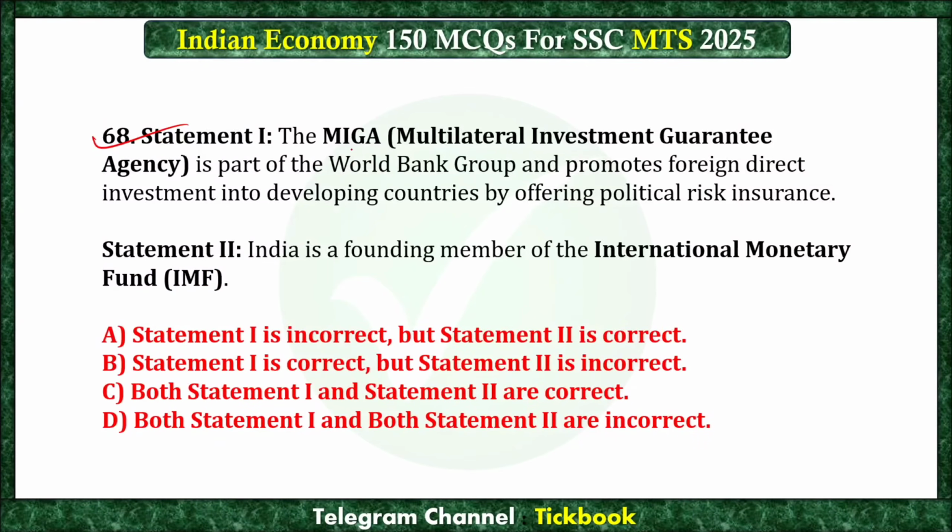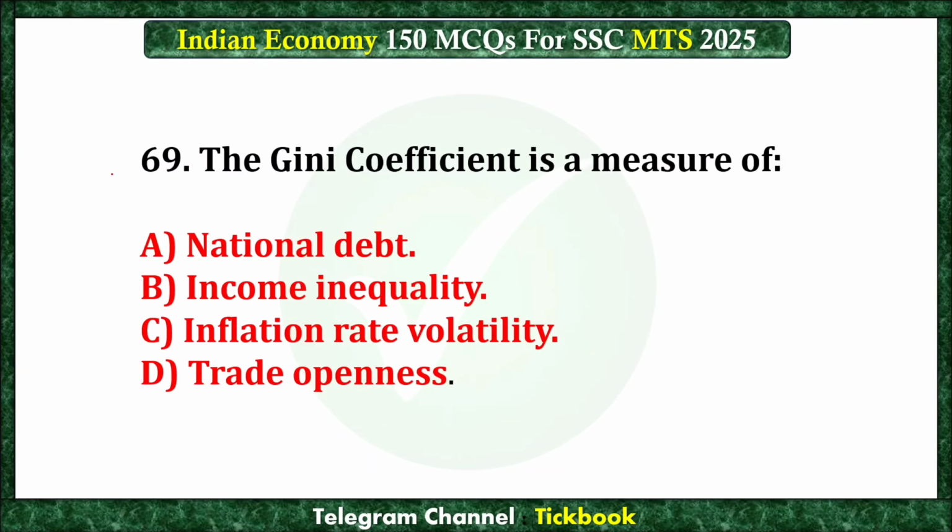68. Statement 1. The MIGA, Multilateral Investment Guarantee Agency, is a part of the World Bank Group and promotes foreign direct investments into developing countries by offering political risk insurance. Statement 2. India is a founding member of the International Monetary Fund. Option number C, both statement 1 and 2 are correct. 69. The Gini coefficient is a measure of option number B, income inequality.